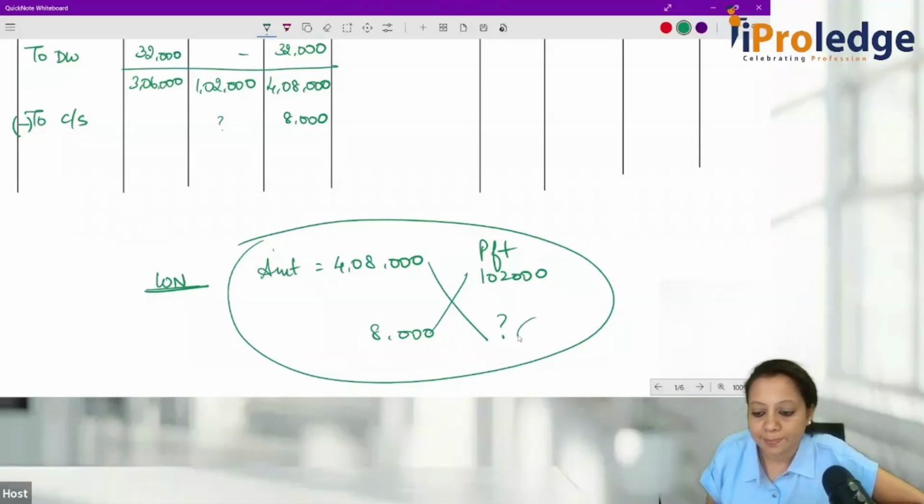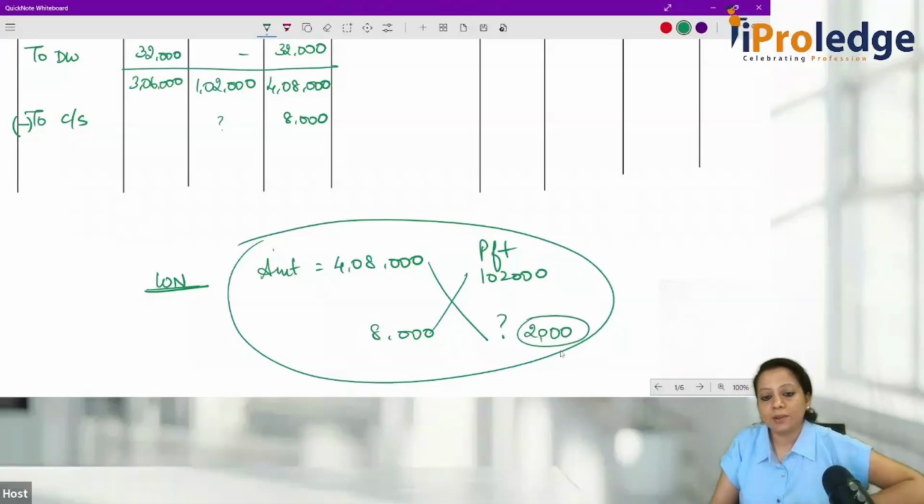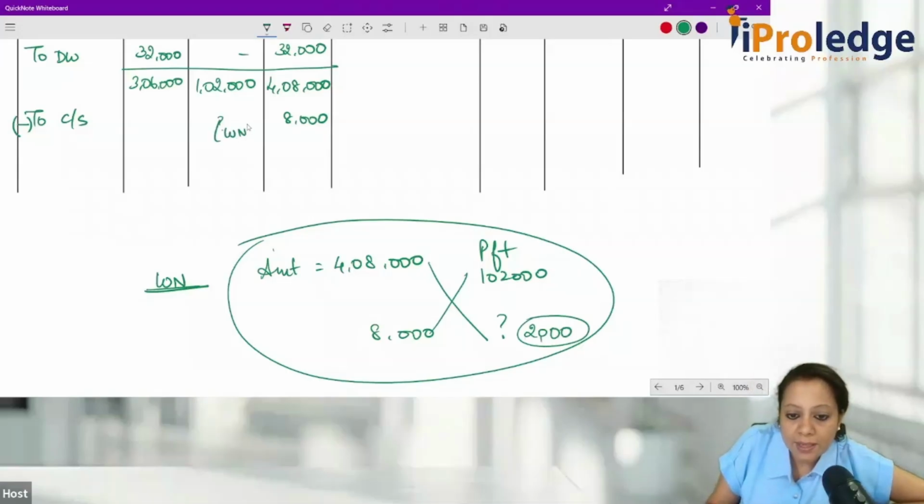2,000. Right. So very similar to the previous process calculation. So I will write working note here. I will write 2,000. So this is 1, this is 2, and this is 3. So the first item I will write 8,000. Then I will calculate 2,000. Then I'll come here and write 6,000 balancing figure.